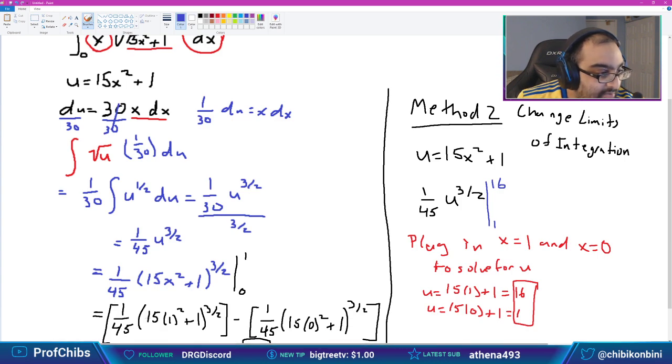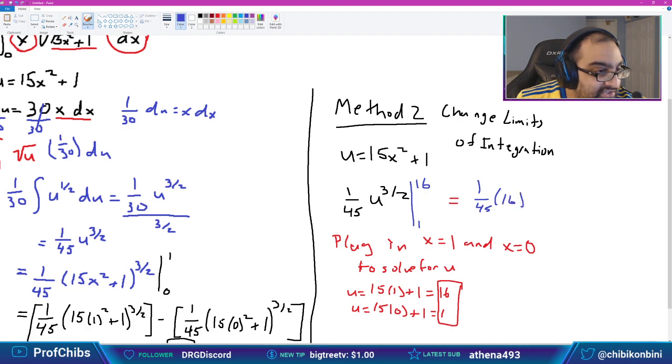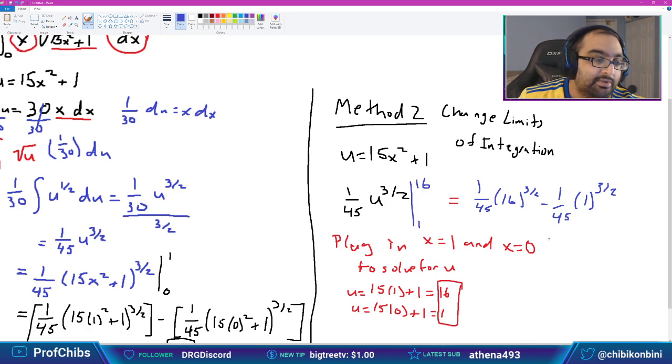So I don't have to do these extra calculations here to get to that same result. That's essentially what this second method does. It shortens up the work in that regard. It's like, all right, let's make it a little bit easier. And then essentially you get 1/45 16 to the 3 halves minus 1/45 1 to the 3 halves. So you've effectively shortened up the work by changing your limits of integration and getting the same exact answer of 7 over 5 at the end of the day.